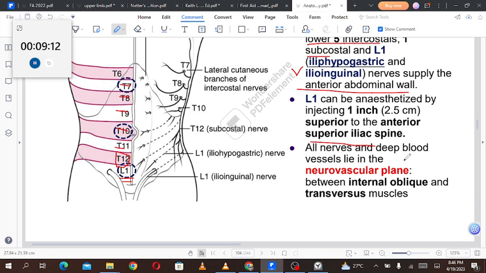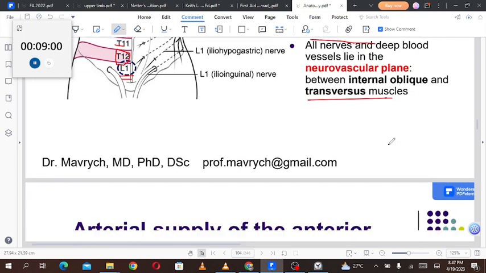All the nerves and deep vessels lie in the neurovascular plane between the internal oblique and the transversus abdominis muscles.